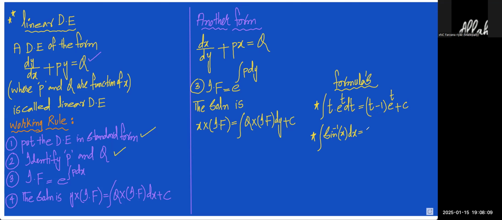This is x sine inverse of x plus under root of 1 minus x square plus c. This is another formula we are using. Remaining you can see when doing the problems.